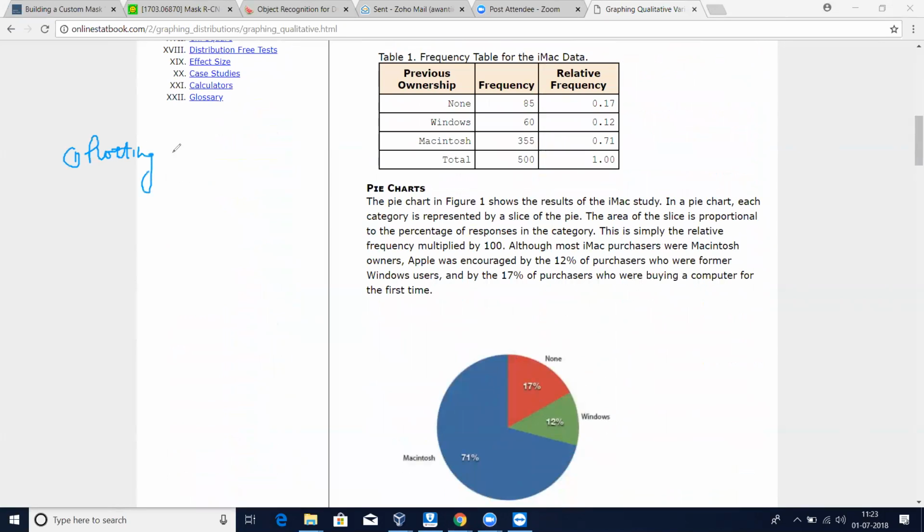Plotting categorical data distribution. Understood, right? Categorical data distribution.